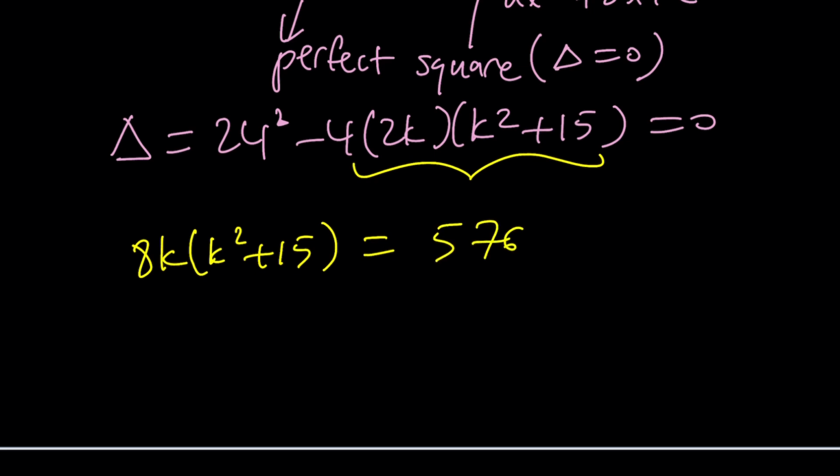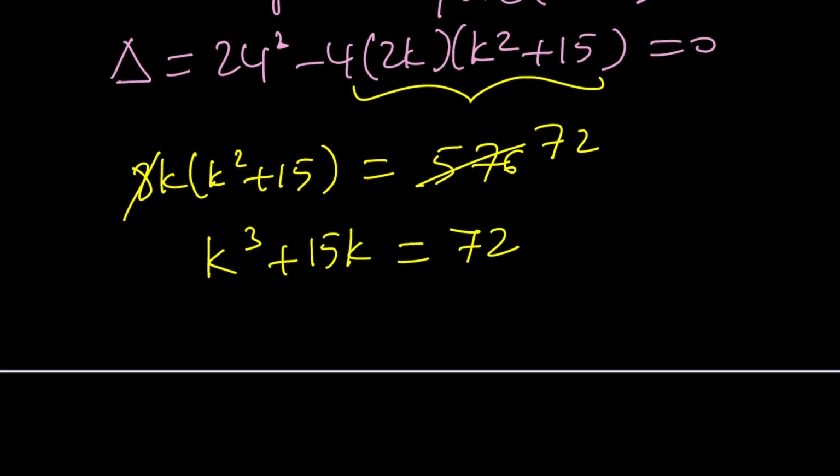Okay, so now if you go ahead and divide both sides by 8, let's think about it. If you divide by 4, you're going to get 144. By 8, it's going to give you 72, and 72 times 8 is 576, actually. Divide by 8, you're going to get 72. And this will be k cubed plus 15k equals 72. That's a cubic equation. How do you solve it?